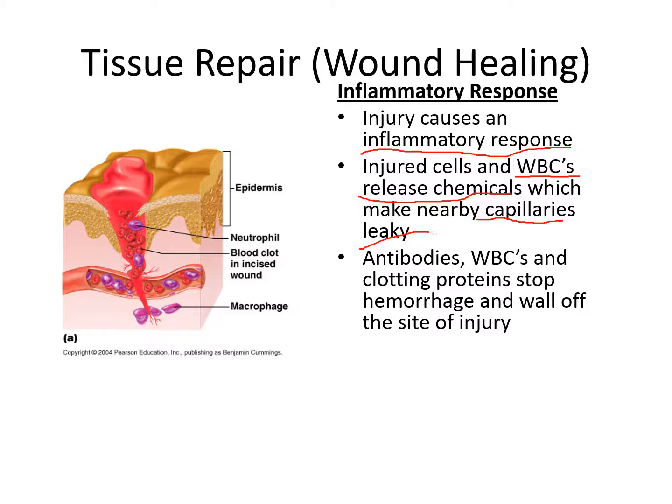And when they make capillaries leaky, they're actually going to allow white blood cells to enter this tissue, right? And so antibodies and white blood cells and clotting proteins are going to come in to stop the flow of blood, or to staunch the flow of blood, and to help wall off that site of injury. So again, this is going to describe that inflammatory response.